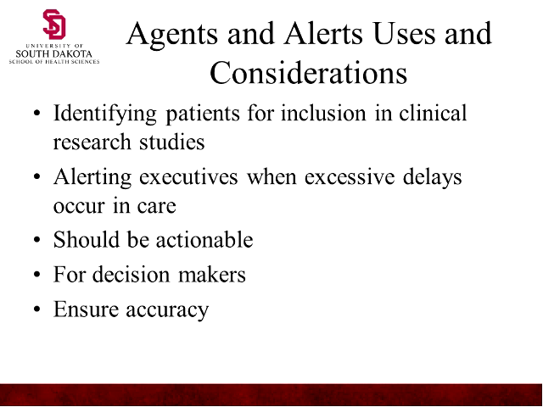Now, agents and alert uses and considerations: they help to identify patients for inclusion in clinical research studies, so you want to have those that filter, if you will, the information. They also alert executives when excessive delays occur in care or something goes out of standard, or out of control. You want them to know that right away. And every one of these alerts should be actionable.